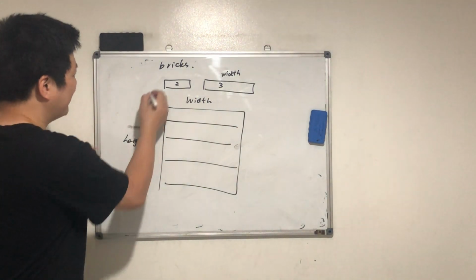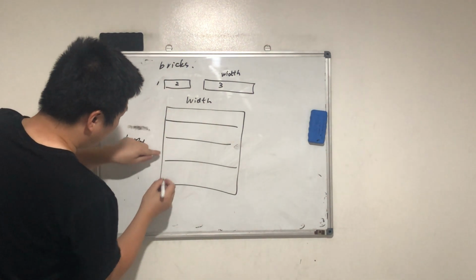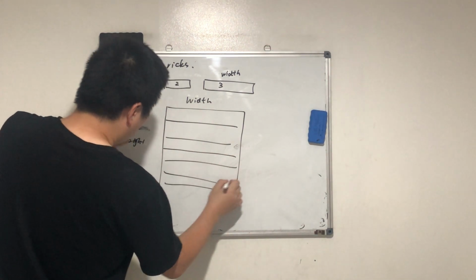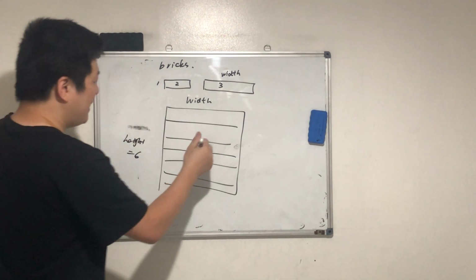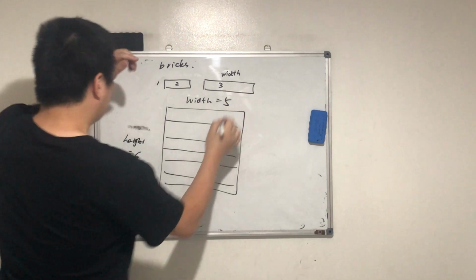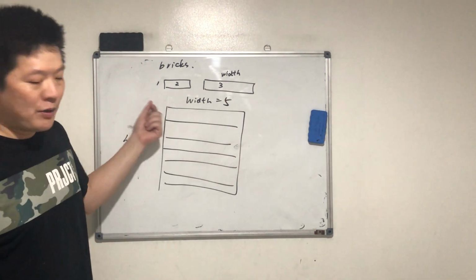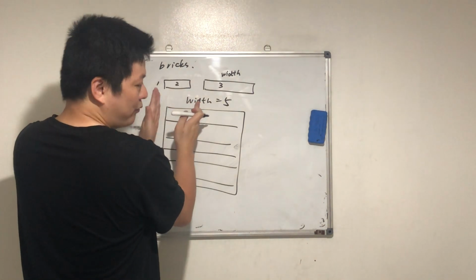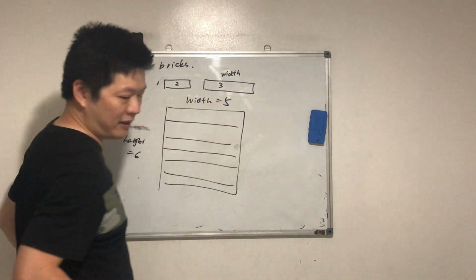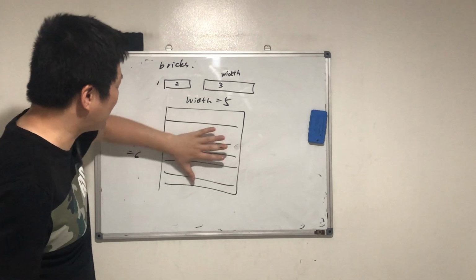For example, each brick has a height of 1, so the rows go 1, 2, 3, 4, 5, 6. Height equals 6, and the width is 5. How many ways of placing it? We can only place the bricks horizontally, one by one. So consider only one row.